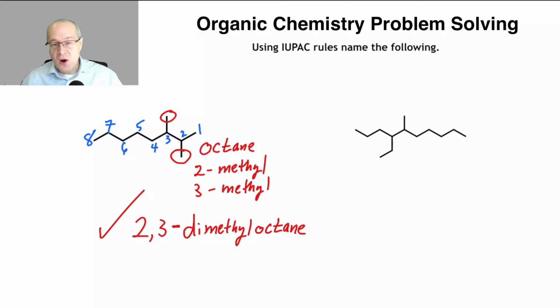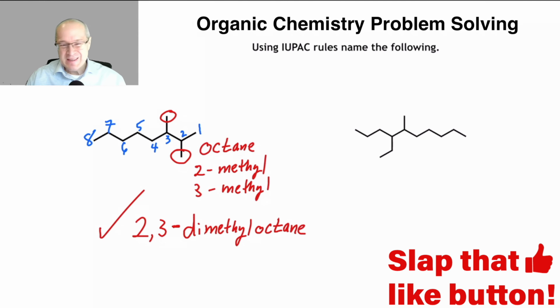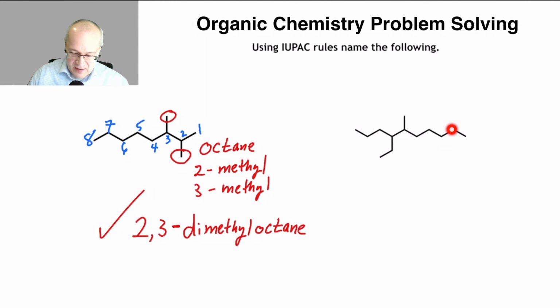Again, count your carbons. Find the longest continuous chain of carbons. 1, 2, 3, 4, 5, 6. That's a pretty good one, 6. But I think we can do better. 1, 2, 3, 4, 5, 6. So there's 6 again going that way. Still think we can do better. 1, 2, 3, 4, 5, 6, 7, 8, 9, 10. So there's a 10 carbon chain right there.